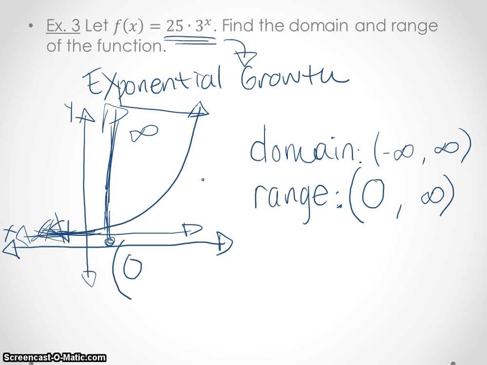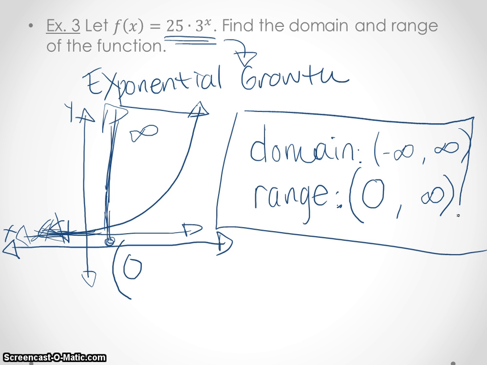Okay, so there's our domain and our range for this equation. Like I said, I didn't even have to graph this out. Once I recognized it was exponential growth, they all behave the same way. So I could just conclude that that is my domain and that is my range. If you don't believe me, go ahead and graph it on your calculators and you'll see the same thing.